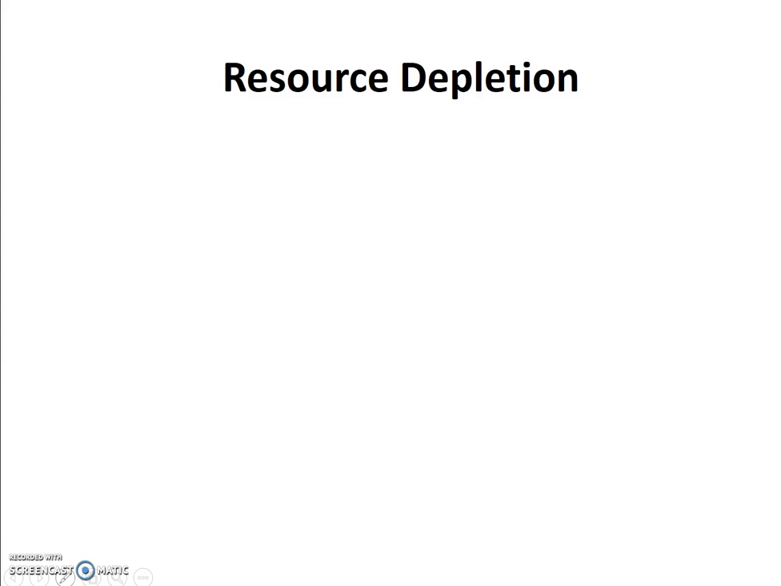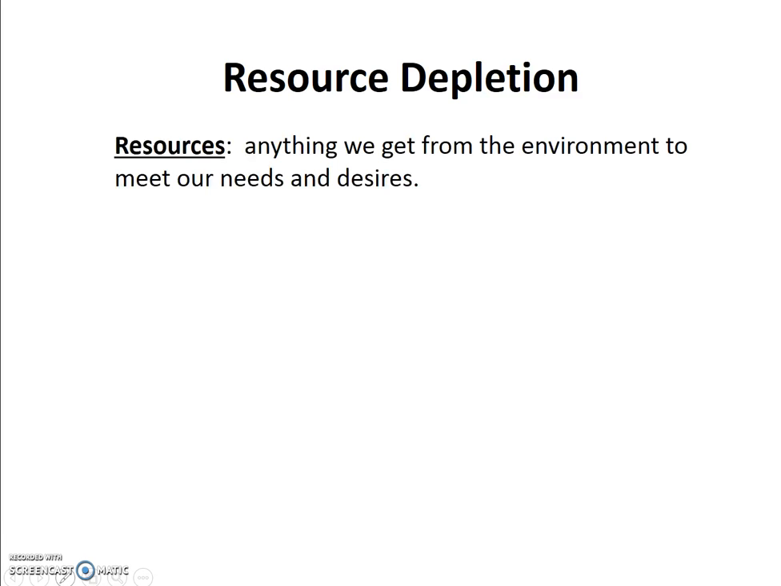Resource depletion is one of our two categories of environmental issues. Before we start talking about specific natural resources, we first need a definition of what we mean by a resource. Resources are anything we get from the environment to meet our needs and our desires.